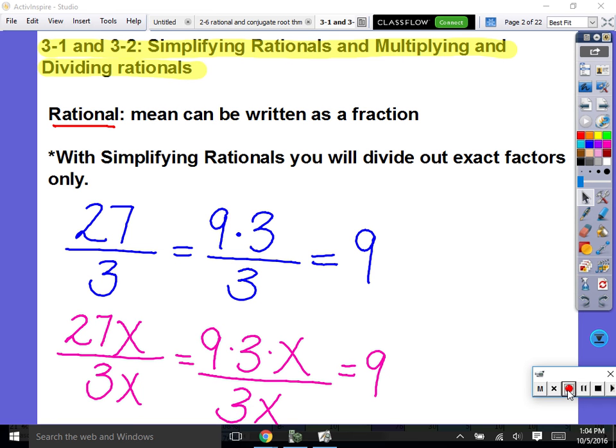So rational means can be written as a fraction. We're going to be dealing with rationals. With simplifying rationals, you will only divide out exact factors. So I'm going to start out really basic. This is just getting my point across.